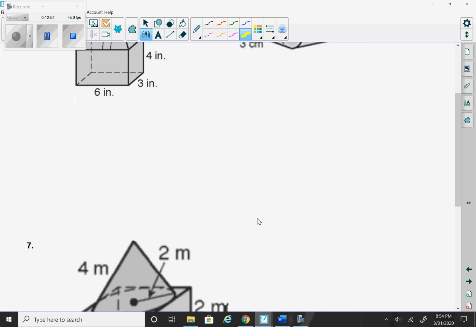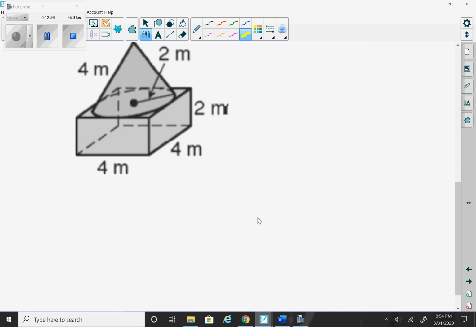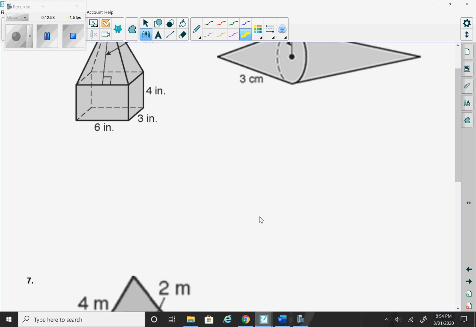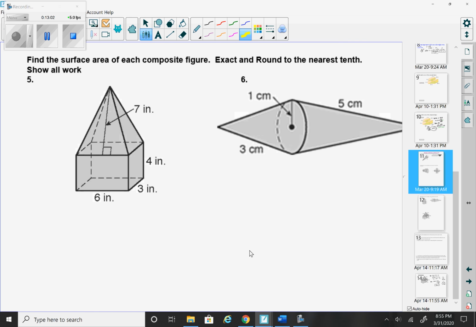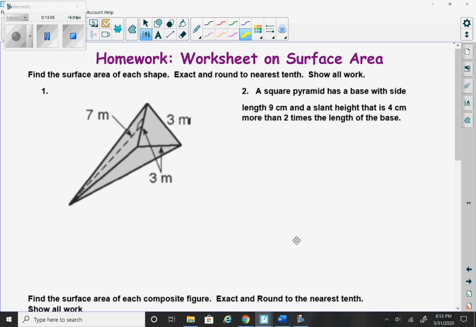The reason I put so much space on here is because I do need to see the work and a breakdown of how you're coming up with these answers. So make sure I know what's the top and what's the lateral and what's the base and what am I looking at? Make sure I know what you're doing. So again, that's our homework for tonight, a worksheet, 7 problems on surface area.